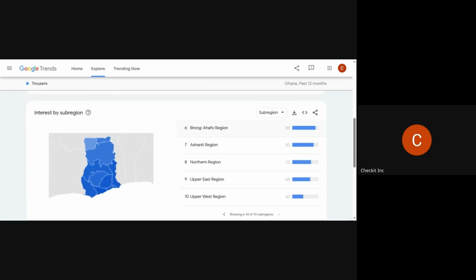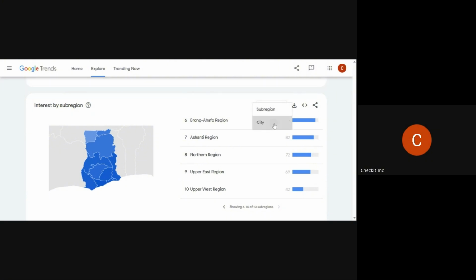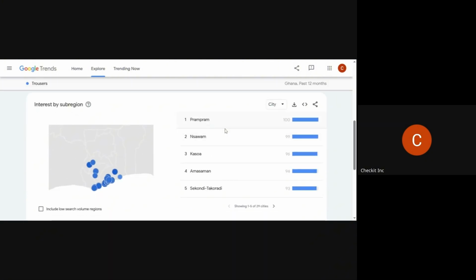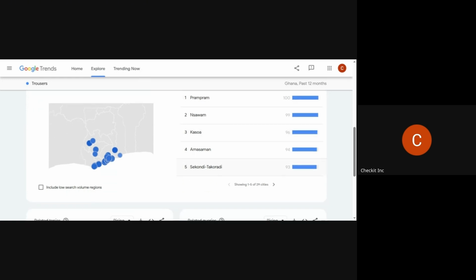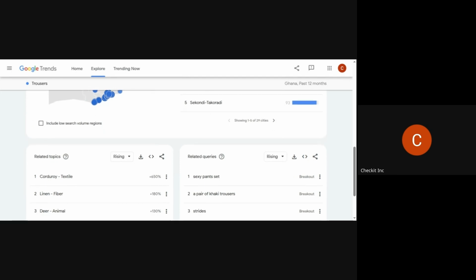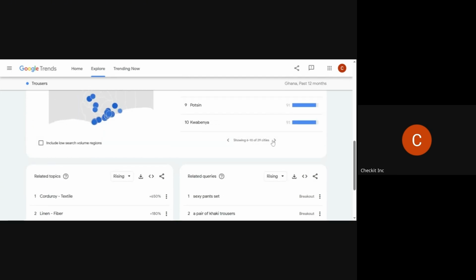Then maybe you want to change it to city, and it's going to set it to city. So this is Pram Pram. This is Nsawam. I hope I'm pronouncing that correctly, but it's Kasoa, right? I think you guys will give me lessons later on how to pronounce these names. But yeah, it's going to show you that in this particular region, this is how much they are looking for trousers, anything related to trousers. You can check as many cities as you want, right?